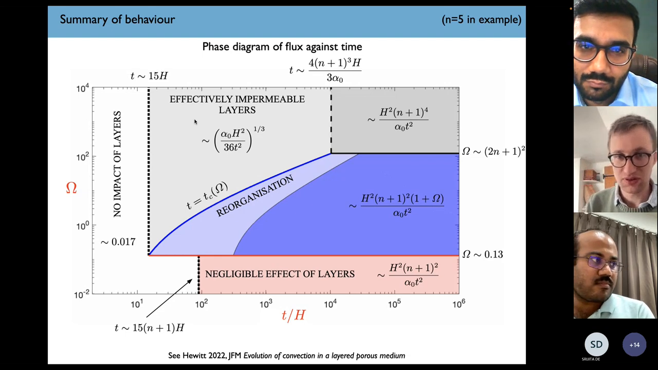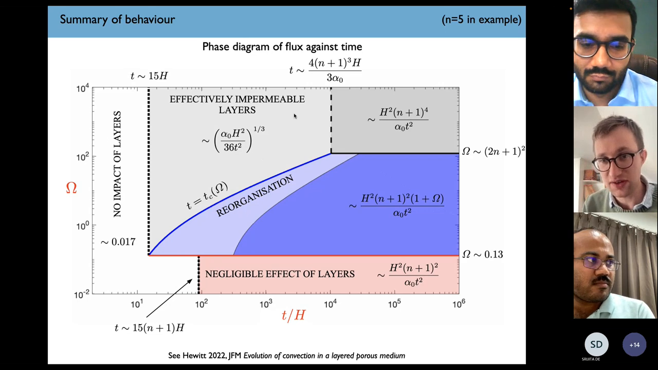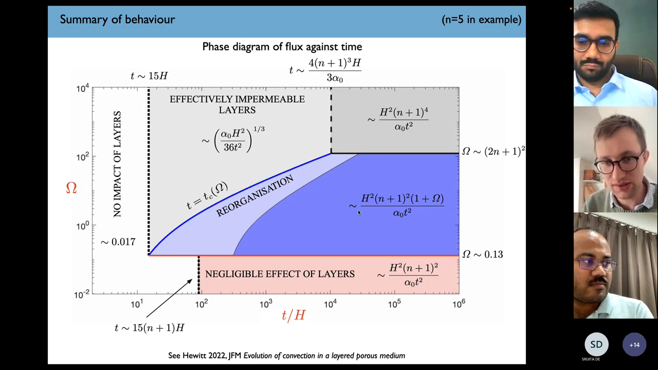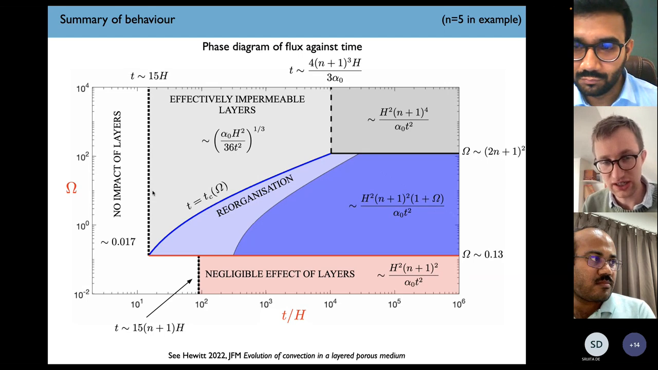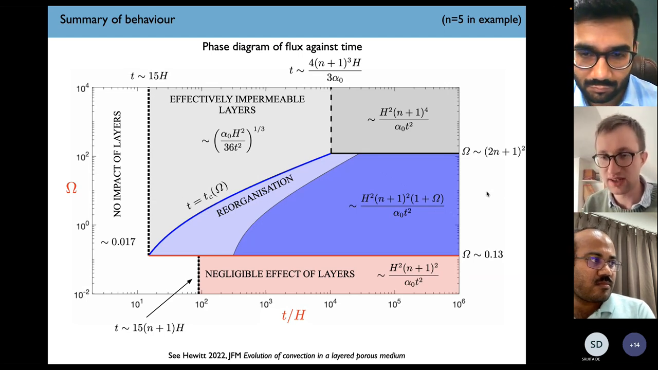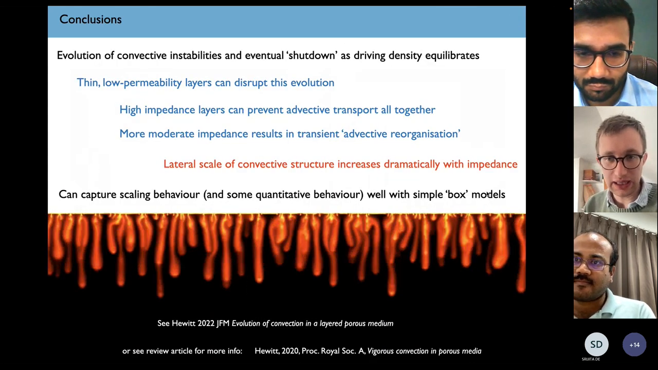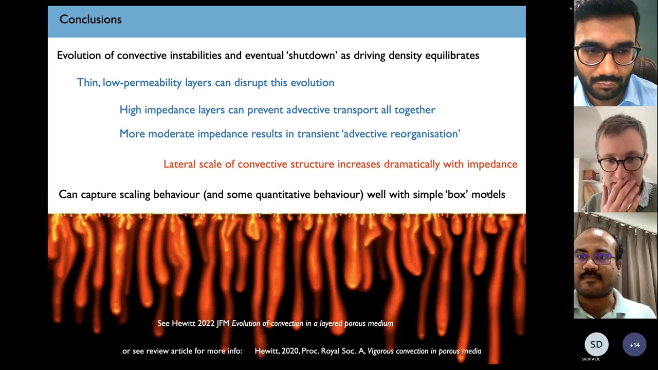And you can say what's going on, and you find that there's this reorganization region. And if omega is too big, then you never hit that reorganization region. But if you're in the middle here, then you'll initially go through this kind of impermeable region, and then you'll reorganize and then be in this late time situation. Okay, I'm going to stop there. That summarizes everything I've said.